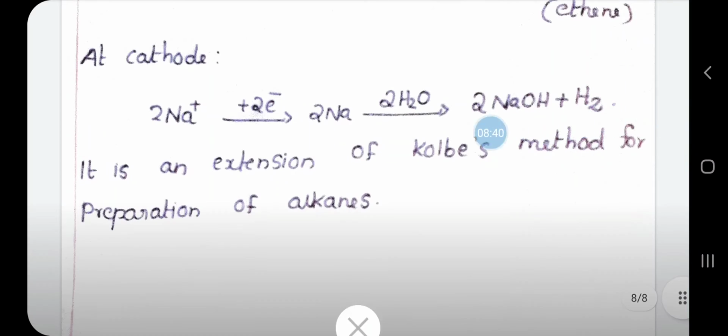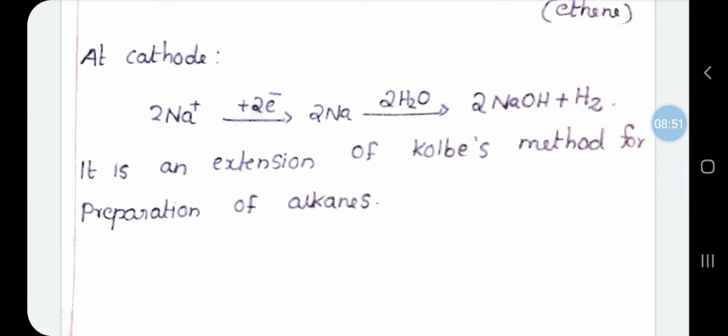Similarly at the cathode, Na+ combines with an electron and gives the corresponding Na atom, which again reacts with water to give sodium hydroxide and H2. So this is Kolbe's method for the preparation of alkenes.